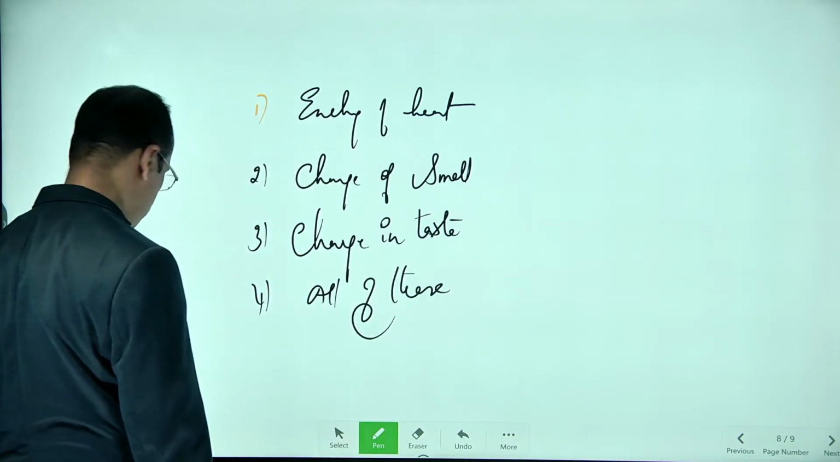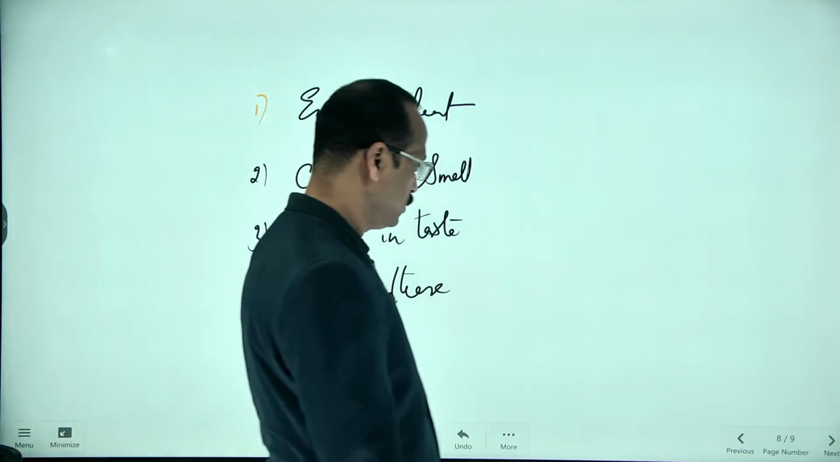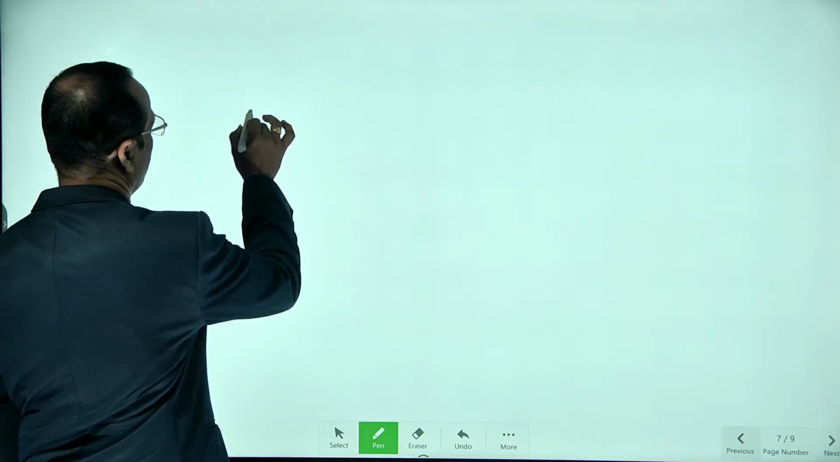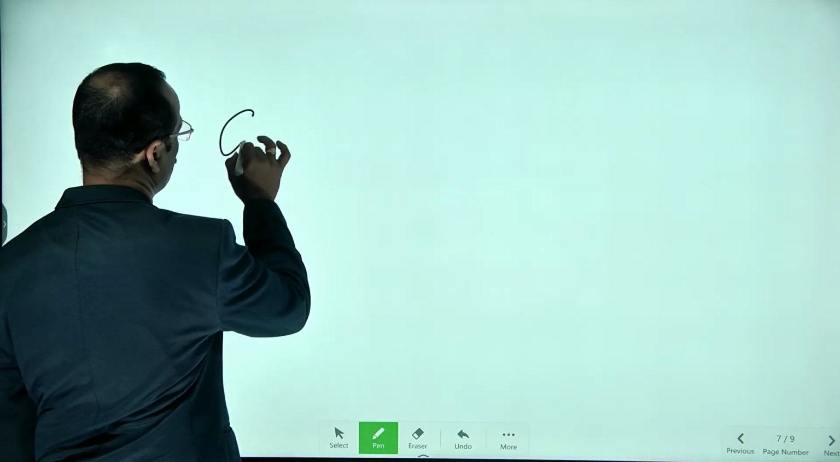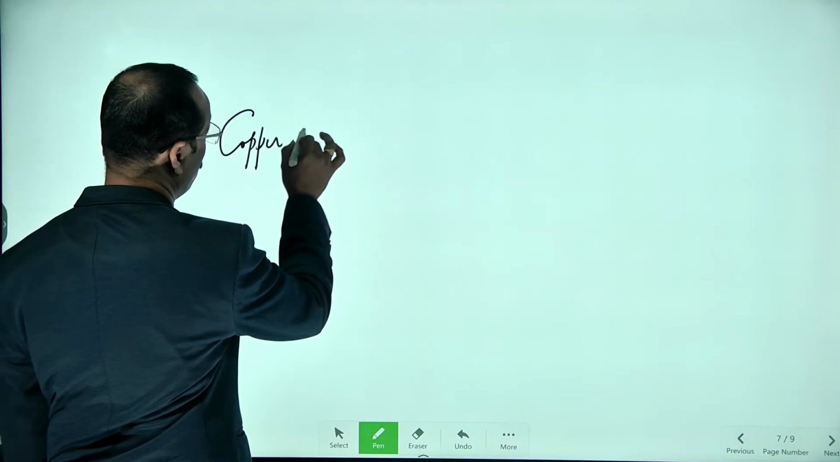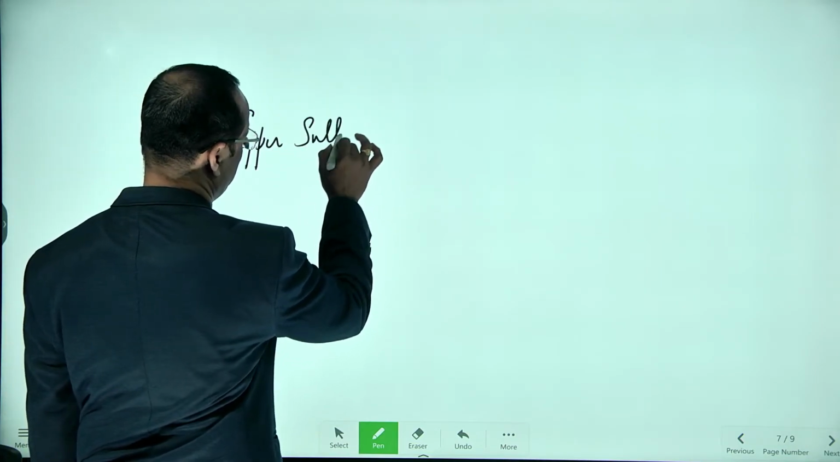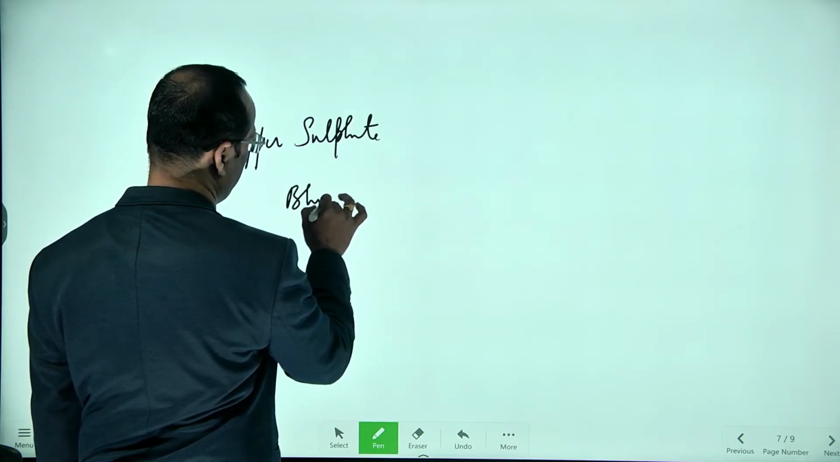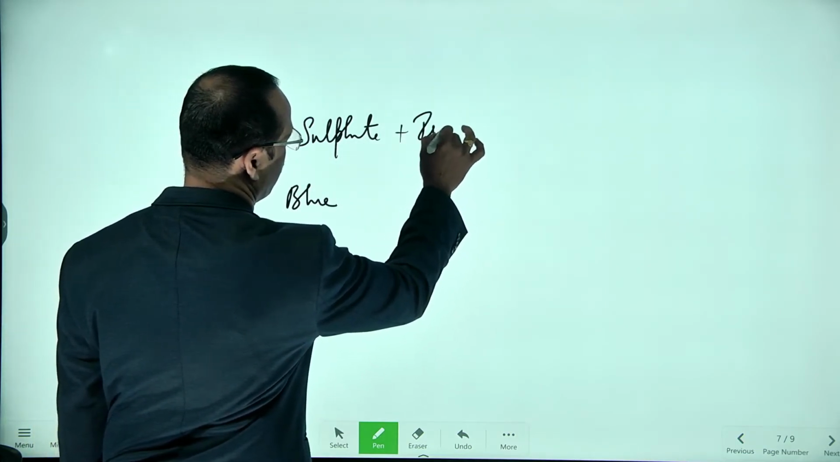Next. Copper sulfate when it reacts with iron changes its color from blue to green. Is this a physical change? No, it is a chemical change. Copper sulfate is blue in color, and we are taking it with the iron.